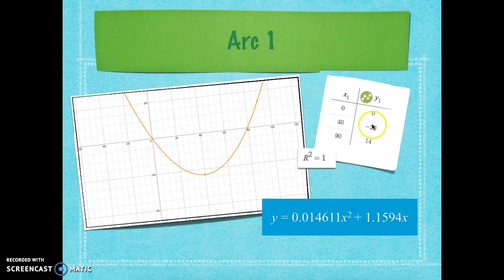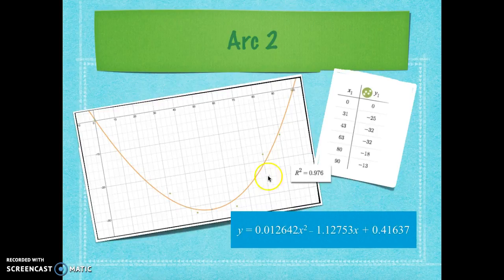So over here, you can see the points that I found using the ruler tool for arc 1. I then graphed them and found this parabola and this equation over here. All four arcs on the map look like parabolas, so I just decided to try a quadratic equation for them all, and it worked. The r-squared value, which you can see over here, was equal to exactly 1, yay, which means this equation fit the graph perfectly.